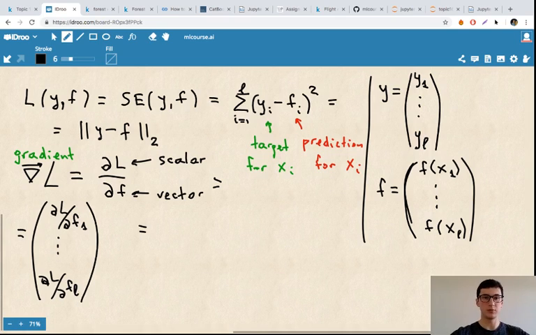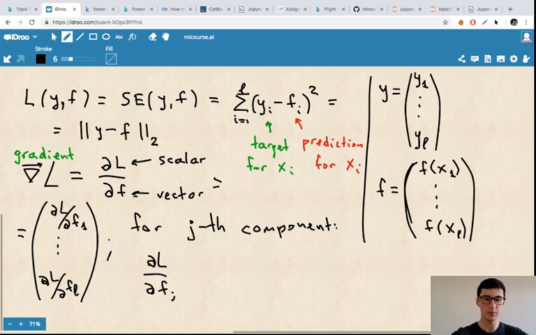So actually, to find this gradient, we need to be able to calculate the derivative with respect to some f number j. So let's just take a look at fj, some jth component. For component number j, we need to be able to calculate the partial derivative of L with respect to fj. In our case, our loss function is this squared error, so it's going to be equal to the partial derivative of this whole expression with respect to fj.